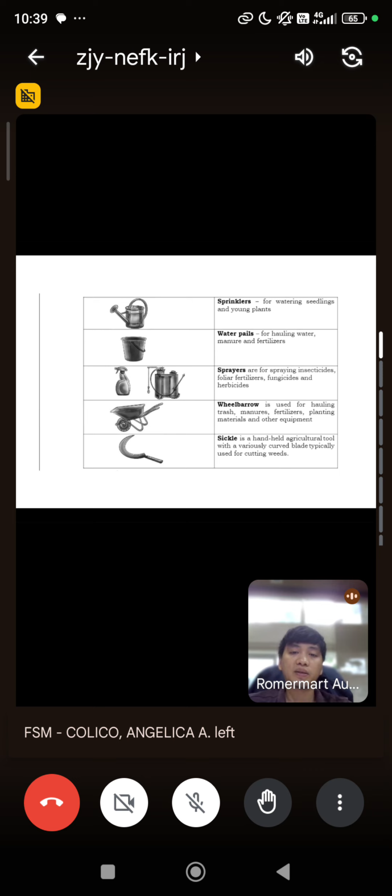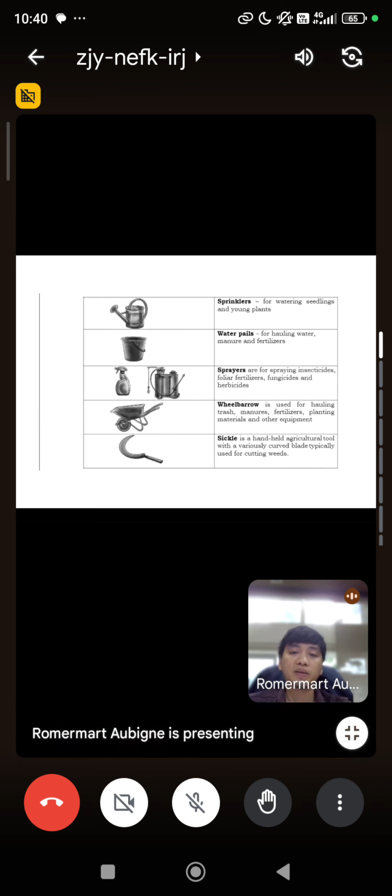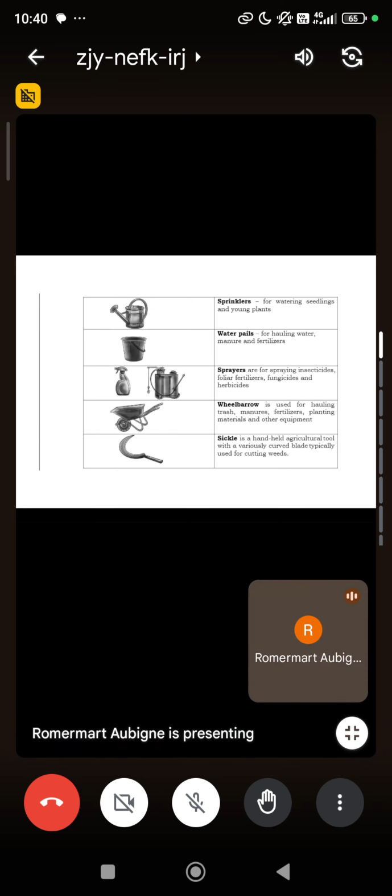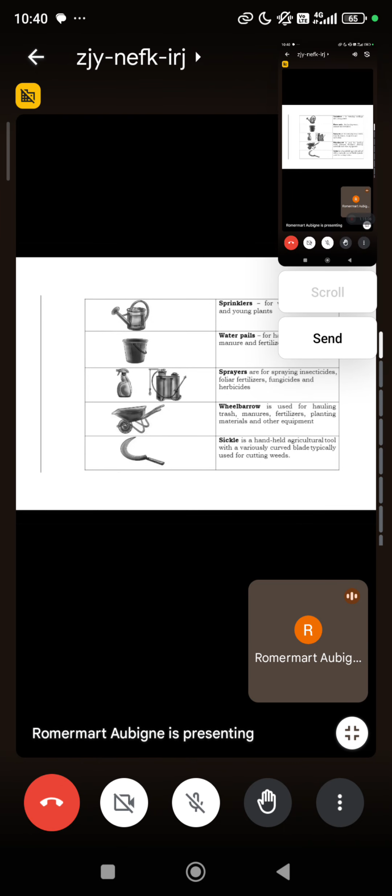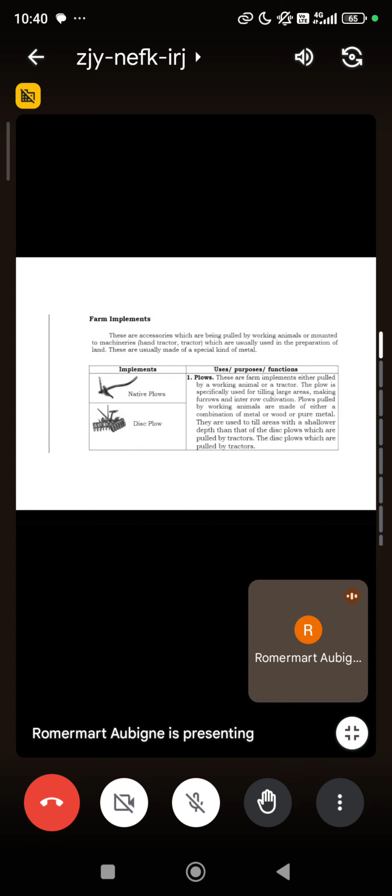Then we also have sprinklers for watering seedlings and young plants, water pails for hauling water, manure, and fertilizer, sprayer for spraying insecticide, fertilizer, fungicide, and herbicides. Wheelbarrow is used for hauling trash, manures, fertilizer, planting materials, and other equipment. Sickle is a handheld agricultural tool with a curved blade typically used for cutting weeds.